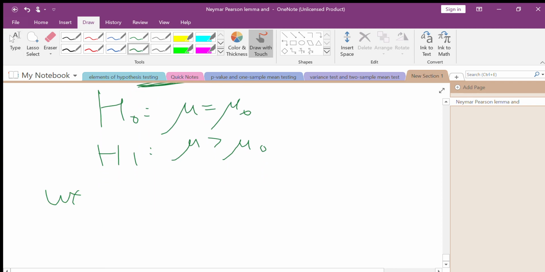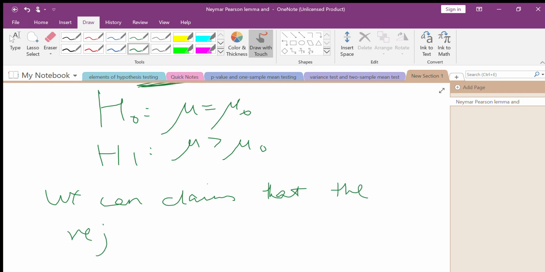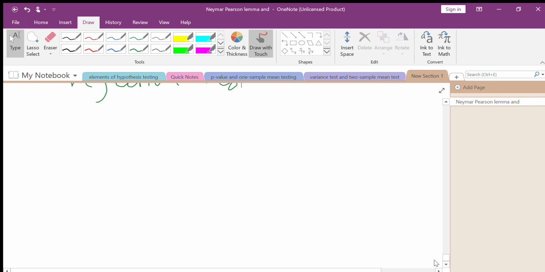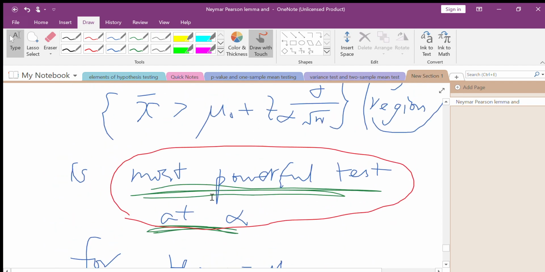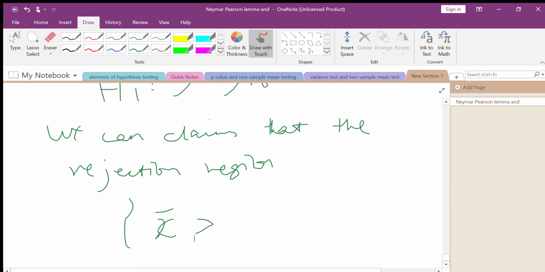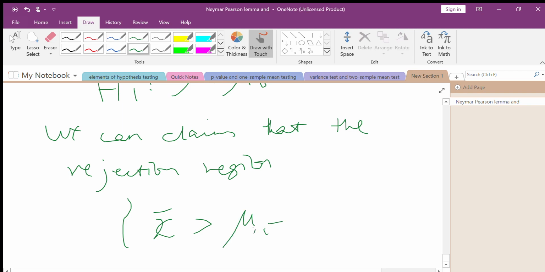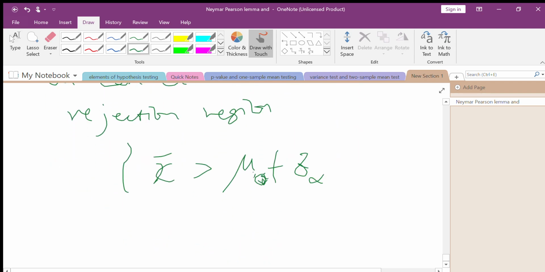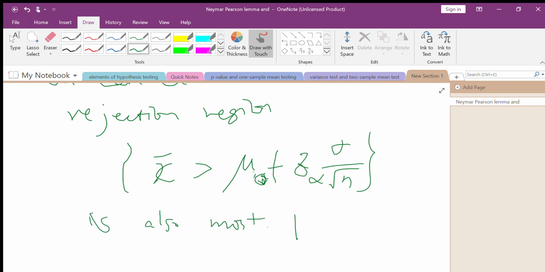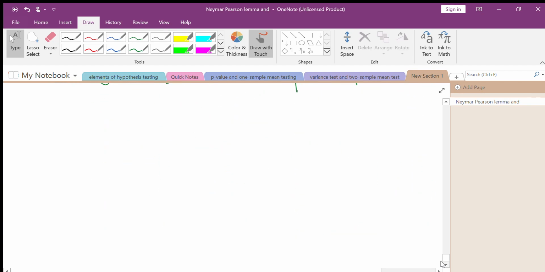We can claim that the rejection region, which is a set, small x bar greater than mu 0 plus z alpha sigma divided by square root of n, is also most powerful at alpha for what? For the original test.